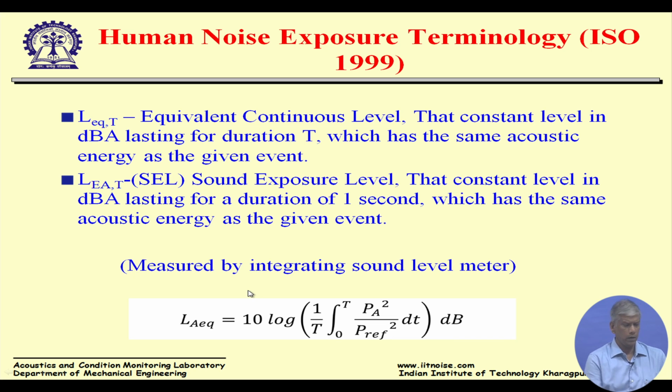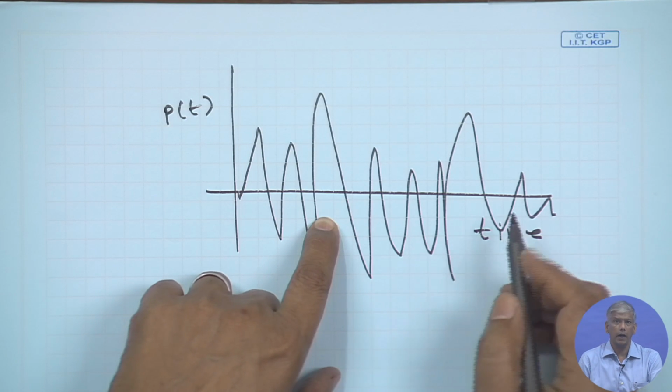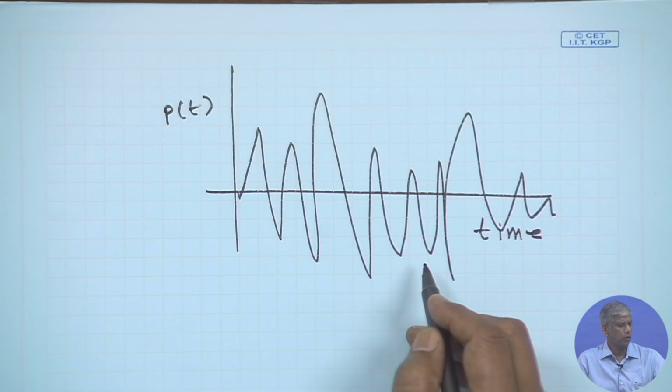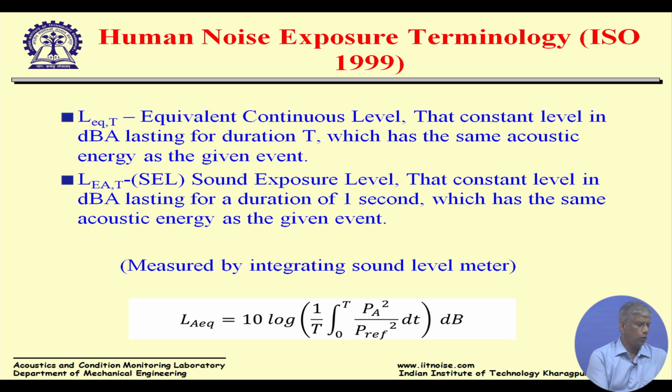Once I have such a waveform here, I can always integrate to find out whatever I need. If you look back at this equation, if this T is 1 second, it becomes an SEL. Otherwise, somebody may ask, what is the 5-hour equivalent of this sound?